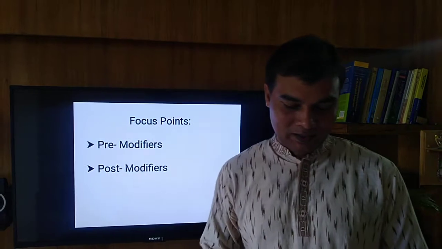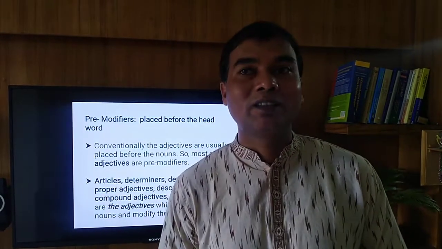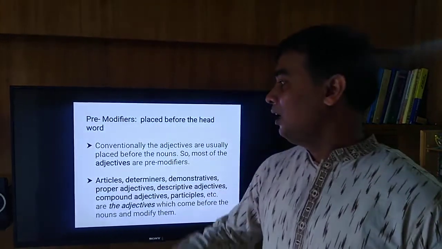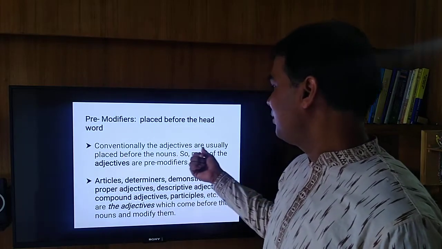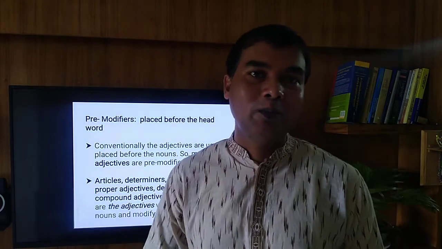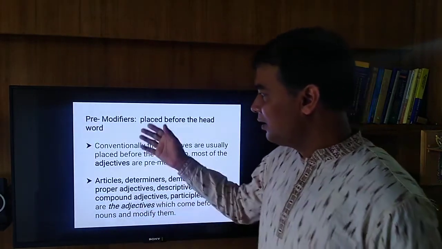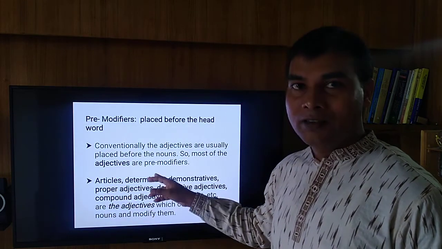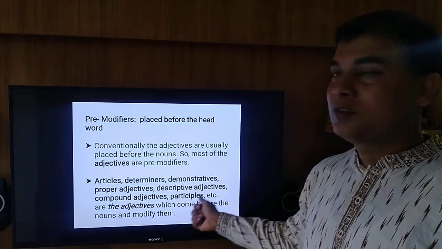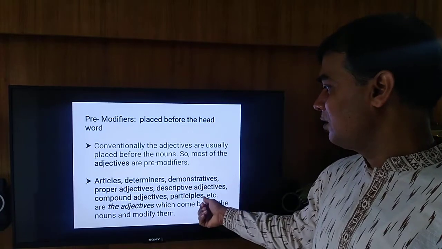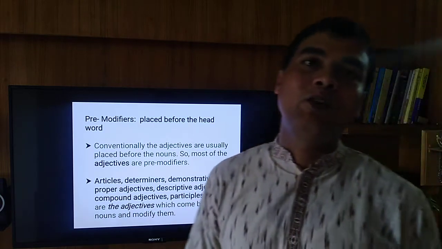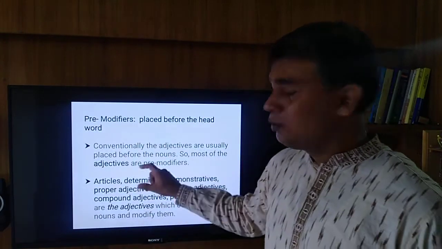Okay, pre-modifiers. As I told you in our last class, pre-modifiers appear before the head word. Conventionally, adjectives are usually placed before the nouns, so most of the adjectives are pre-modifiers. Here you see articles, determiners, demonstratives, proper adjectives, descriptive adjectives, compound adjectives, participles, etc. are the adjectives which come before the nouns and modify them. So remember it very carefully.